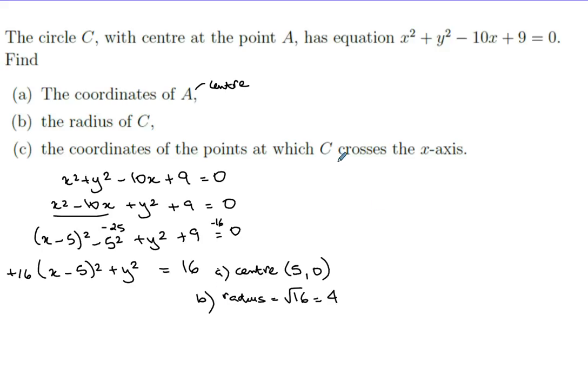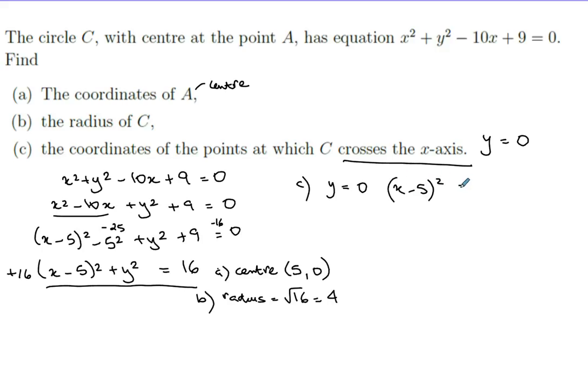Okay, the coordinates at which C crosses the x-axis. When something crosses the x-axis, then you know the y-coordinate will actually be 0. So when we're looking at that equation there, if y is 0, then we know that x minus 5 all squared will be 16. Okay, let's square root. So we've got x minus 5 equals 4, and then plus 5, and x equals 9. So the coordinates at which C crosses the x-axis is 9, 0.